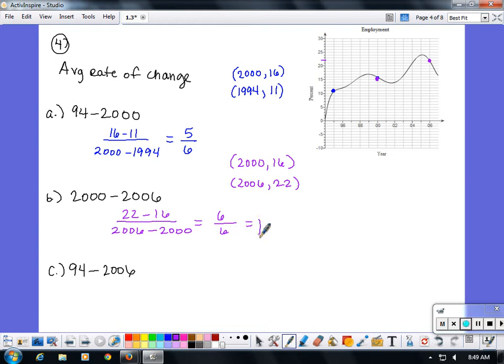And then from 06, we already know that number, 2006 to 94. 94 was 94 and 11. You get y2 minus y1 over x2 minus x1. So you get 11 over, what is that? 6 and 6, 12.